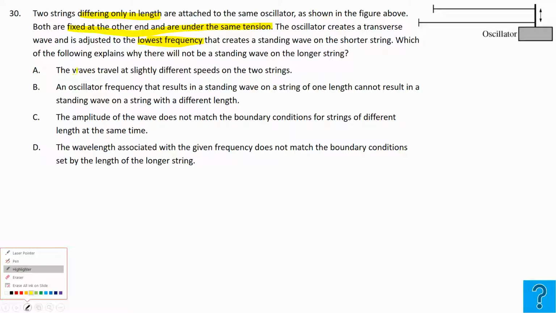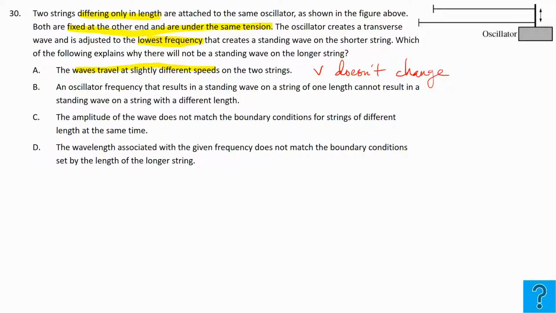Well, the first option says that the waves travel at slightly different speeds on the two strings, but if they are made of the same material and they are at the same tension, then the speed doesn't change as long as the medium is the same. Now, if you change the tension of one of them or if you change the material of the string, then that would be a possibility.